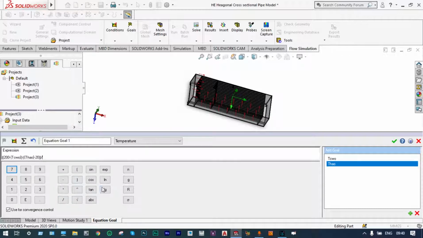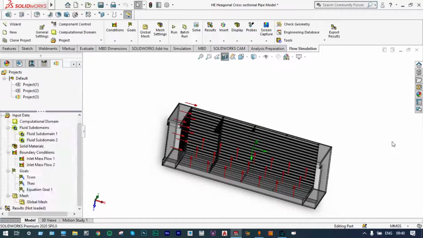So for that you can copy these parameters, copy the whole left hand side parameters, and paste that one here, and instead of the minus sign we can replace this one with division. We have defined this one. Green check. So we got the LMTD value as an equation goal. We can rename this as LMTD.